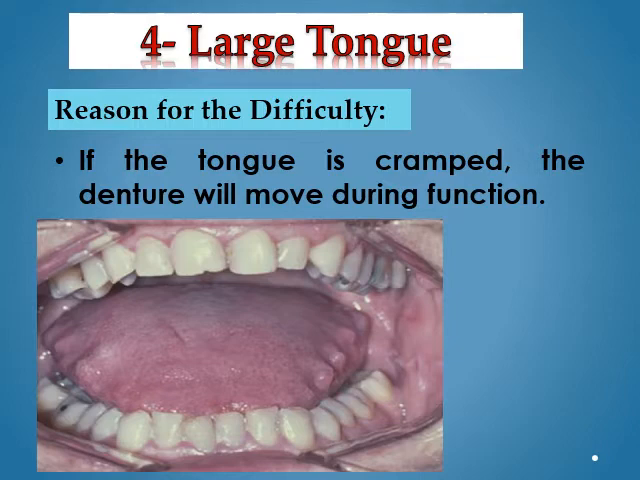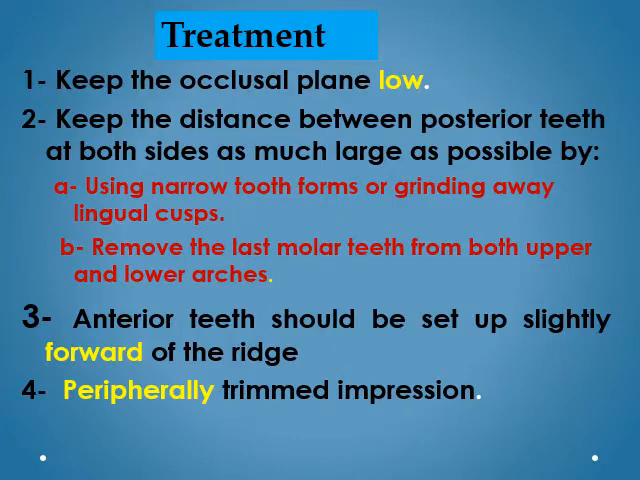The denture will move during function. Treatment here: keep the occlusal plane low. Keep the distance between the posterior teeth at both sides as large as possible by using narrow tooth form or grinding away of the lingual cusp, and remove the last molar teeth from both upper and lower arch. كل ده عشان ندي space للtongue.